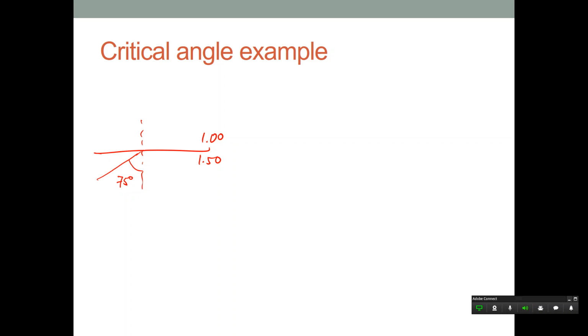Let's figure out what the critical angle is. Remember, the critical angle is equal to the inverse sine of n2 over n1. And in this case, n2 is 1 and n1 is 1.5.